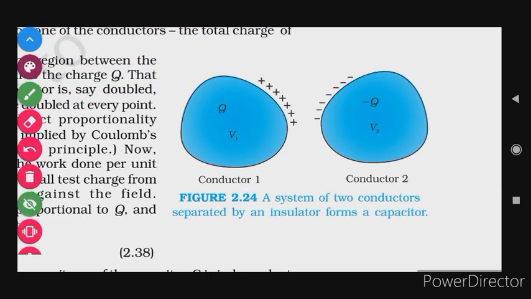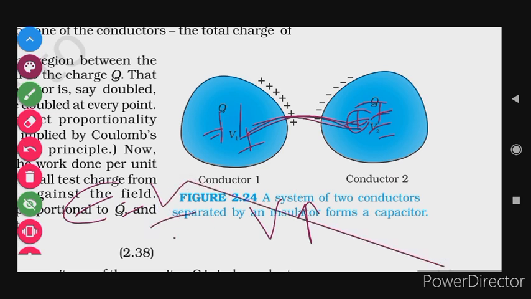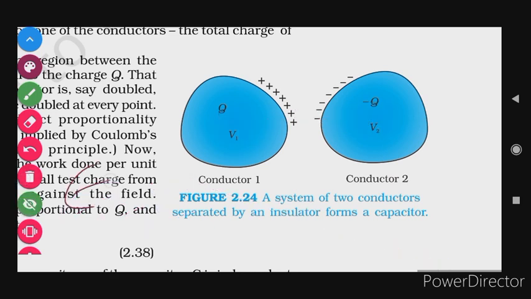Why so? When I am giving this charge, I am taking positive charge from here to here. As I increase the positive charge here and the negative charge there, the potential difference is also increasing. And when V is increasing, from the relation E is equal to V by d, the electric field will also increase.